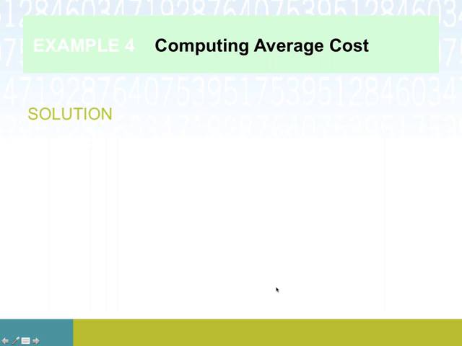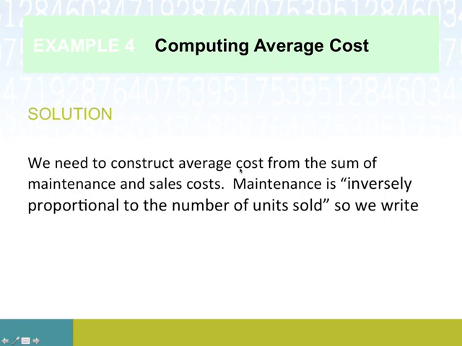Well, we've got two pieces basically to consider. Average cost, they are telling us, is made up of maintenance and sales costs, respectively. So the first thing we'll tackle is the maintenance portion of this, and we're told just back in that original statement there that it's inversely proportional to number of units sold.